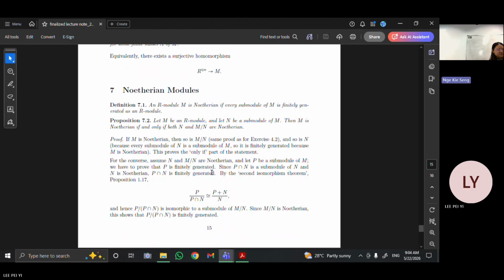And the next one is the Noetherian module. So for the definition, an R module M is Noetherian if every submodule of M is finitely generated. So the Noetherian module satisfies a finiteness condition, and the submodules cannot become infinitely complicated, and this concept is foundational in commutative algebra and other subjects.